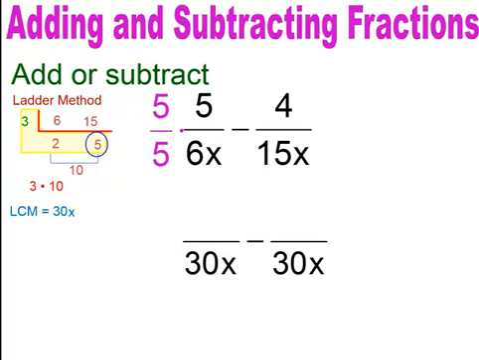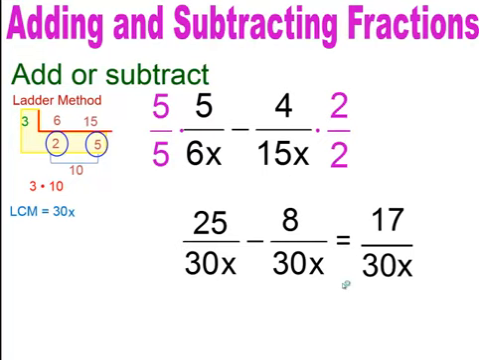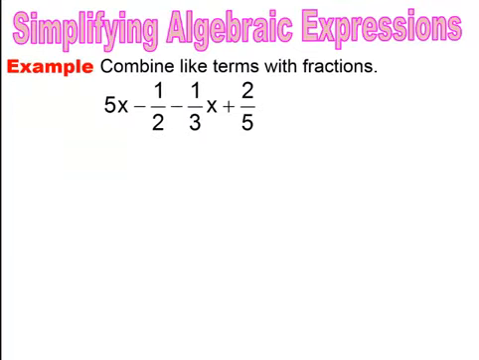I multiply the first fraction by 5 over 5. I get 25 over 30x. I multiply the second fraction by 2 over 2, and I get 8 over 30x. So here you end up getting 17 over 30x.